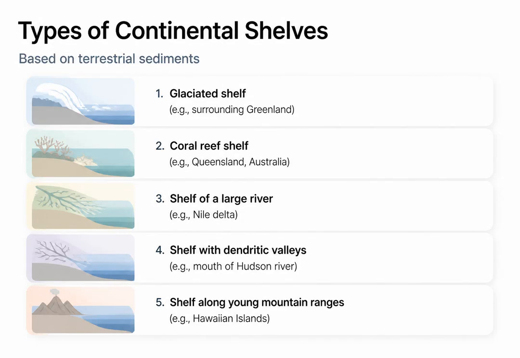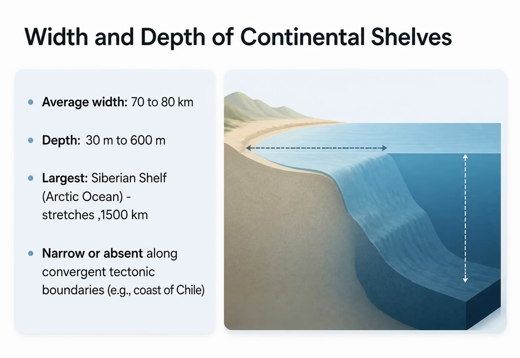Because continental shelves are heavily influenced by the land next to them, we can categorize them based on the type of sediments they receive. For instance, glaciated shelves, like those around Greenland, are carved and covered by glacial debris. In tropical waters, like off Queensland, Australia, we find coral reef shelves built by biological activity. We also see shelves built by massive sediment dumps from large rivers, like the Nile, shelves carved by branching dendritic river valleys like the Hudson, and narrow shelves formed alongside young, active mountain ranges, such as those around the Hawaiian Islands.